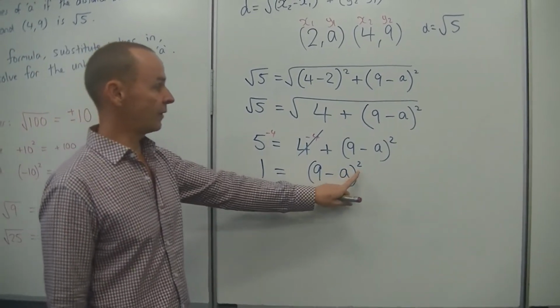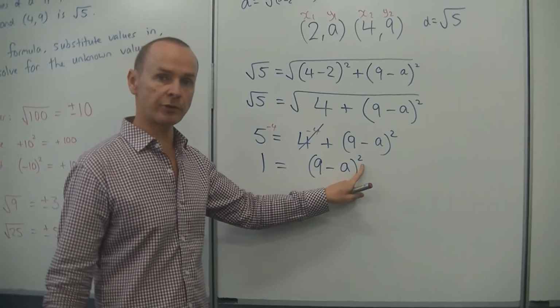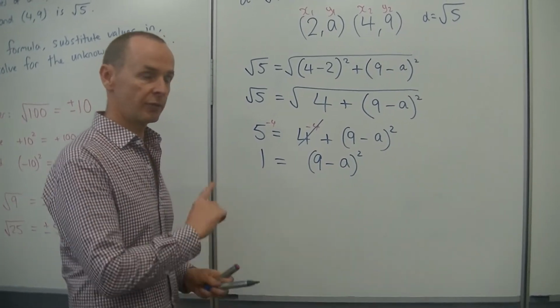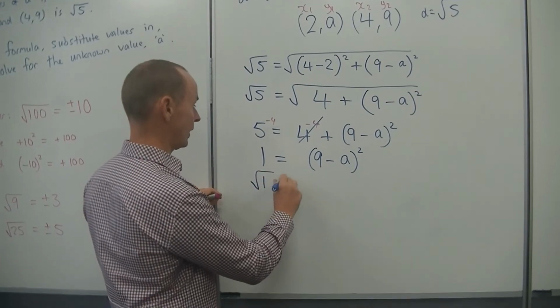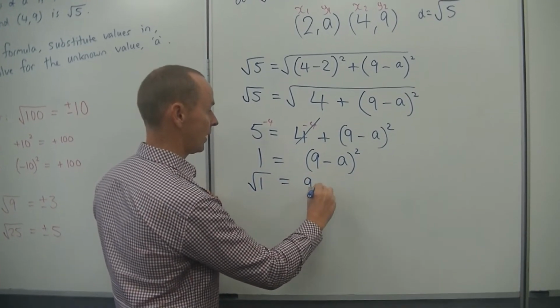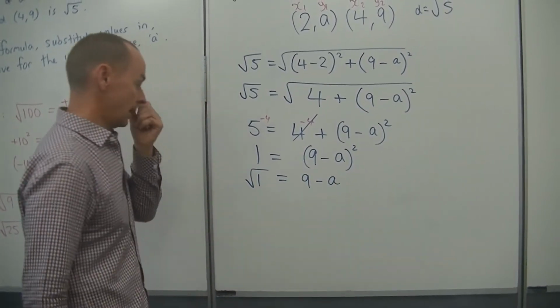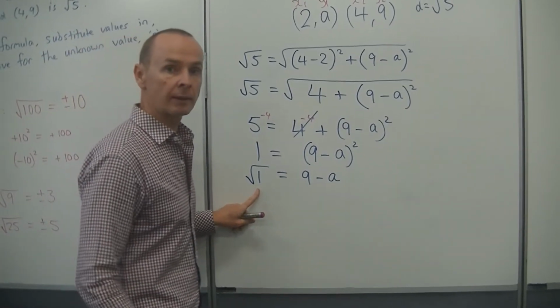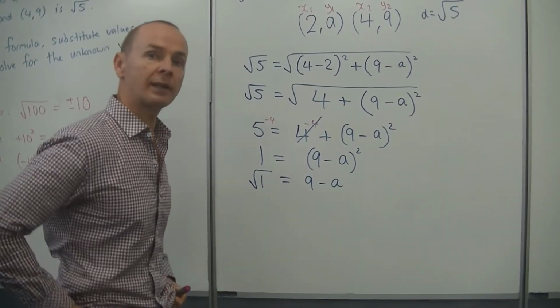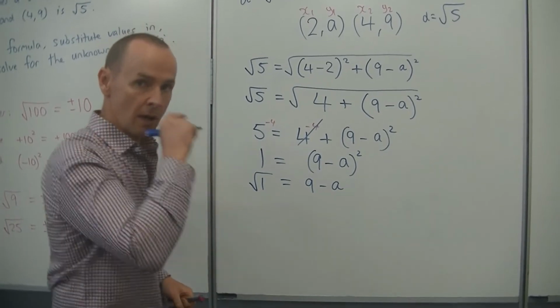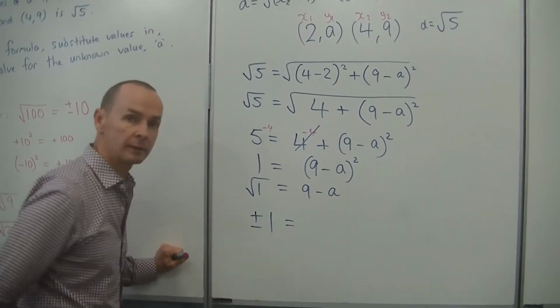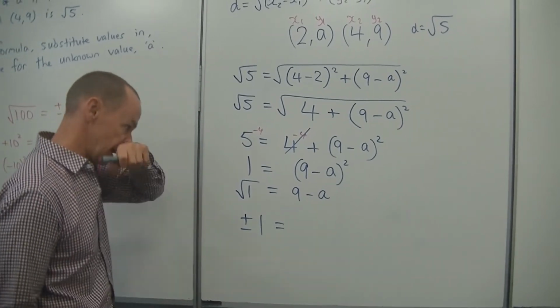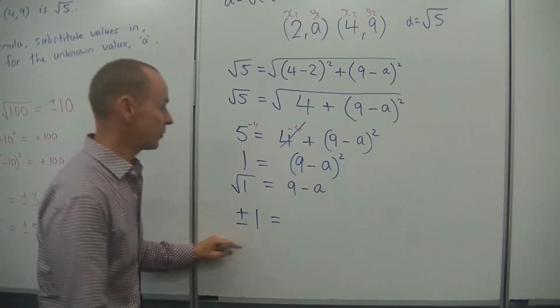Now, we need to get rid of this squared. How do you get rid of squared? What's the opposite of that? It's square root. We need to square root both sides. So, on this side, we've got square root 1. On this side, we've got 9 minus A. Now, what is the square root of 1? Square root of 1, you're probably going to say 1. But from our last little lesson, hopefully you remember there are 2 answers. It's plus or minus 1. This is a bit of a trick, isn't it. So the answer to that is plus or minus 1.